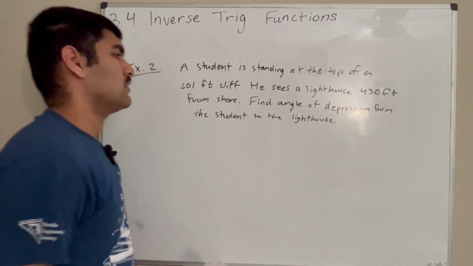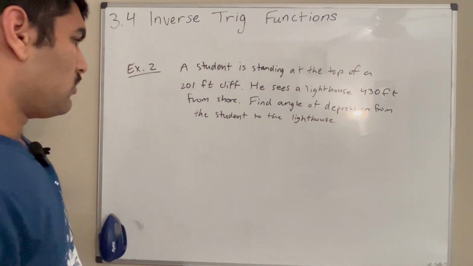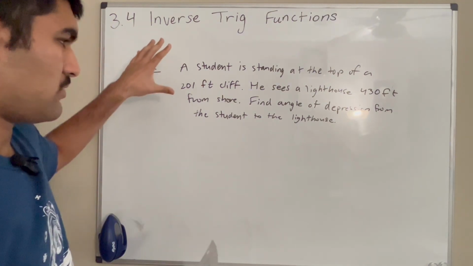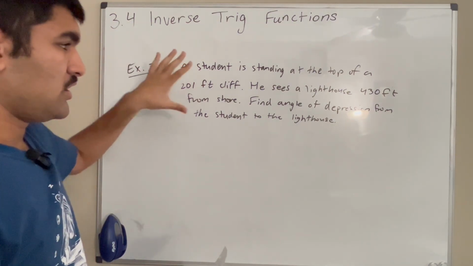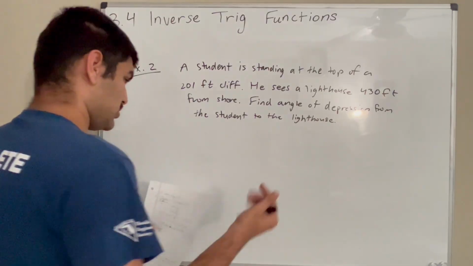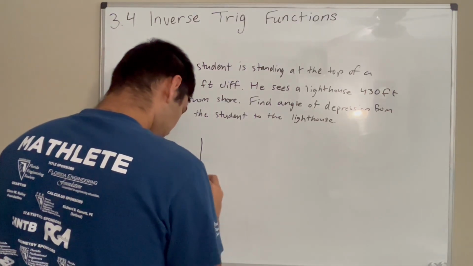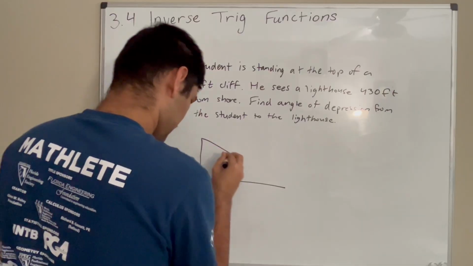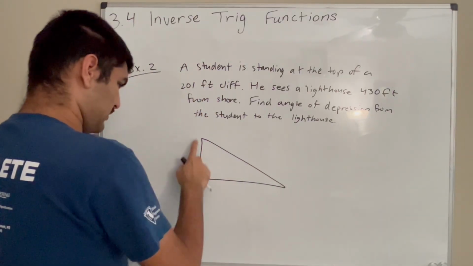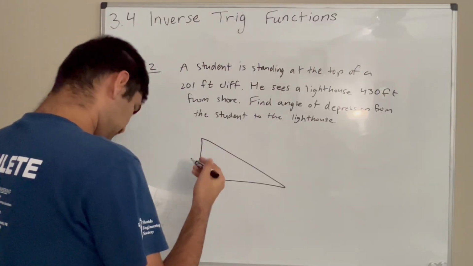Alright, so this is a pretty cool little word problem that we have here. So the first step with these types of word problems, especially that we're in trig, is we have to draw a picture, right? Because pictures are going to help a bunch. So let's draw a picture.